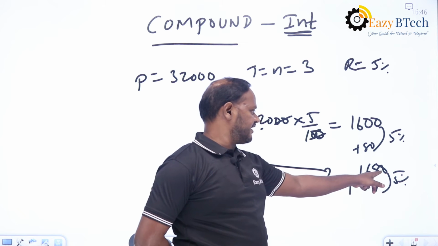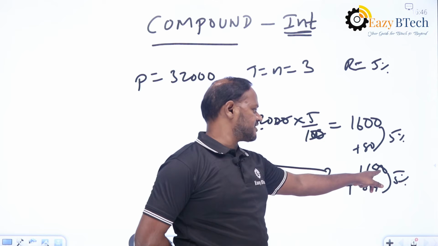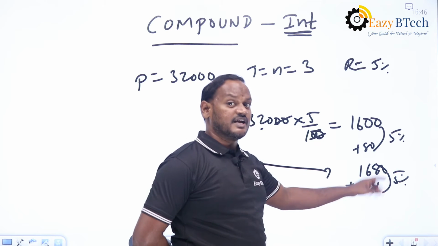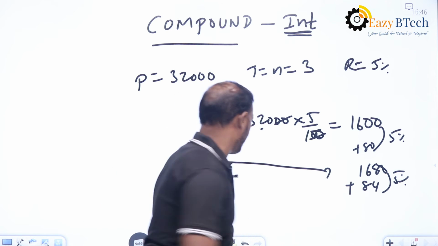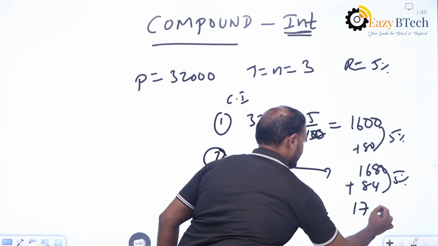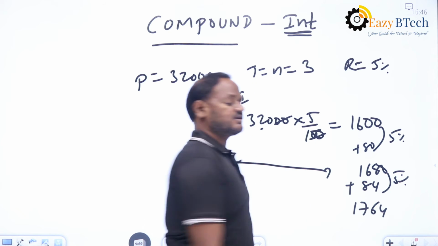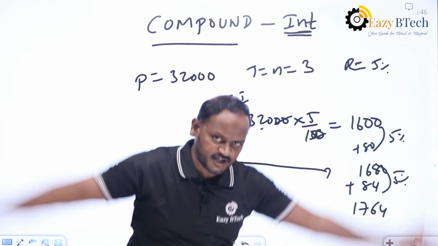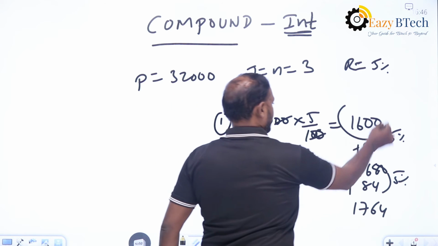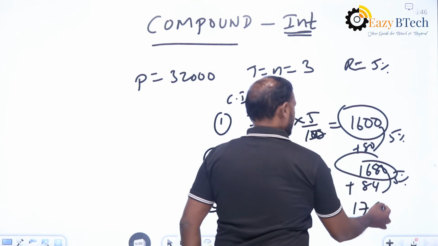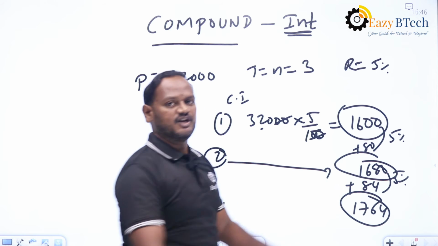Yes or no? 80 is there, right? Add 20, it will be 1700. Extra 64 will be there. 1764 will be your third year interest. 1764 rupees will be the third year interest. I need to go for all 3 years' interest value, right? 1600, 1680, 1764 will be the total value.